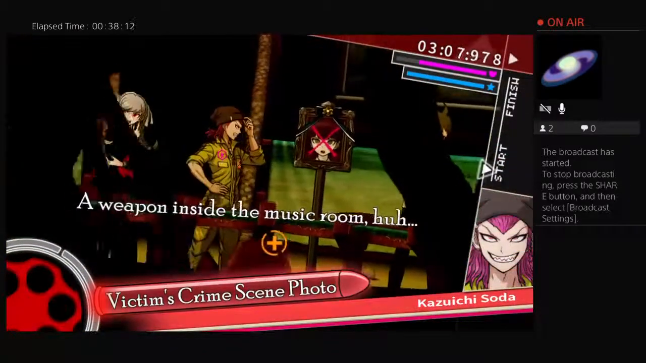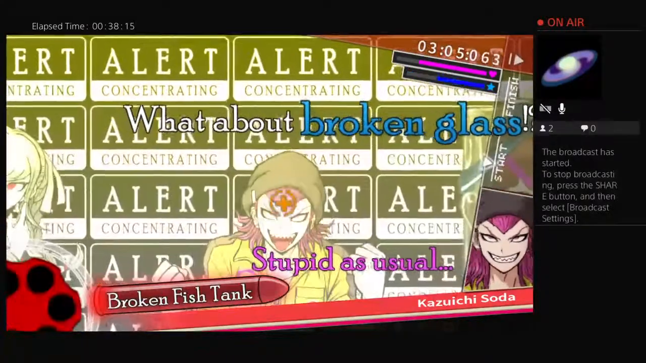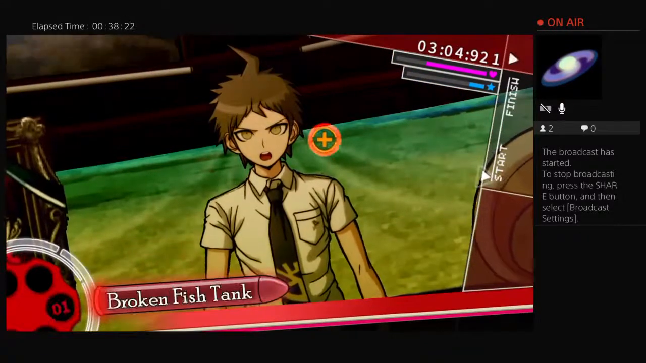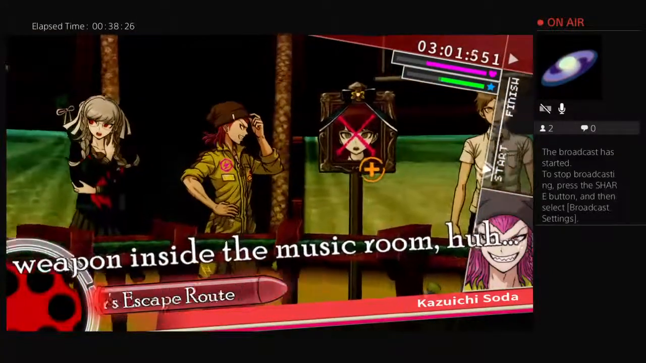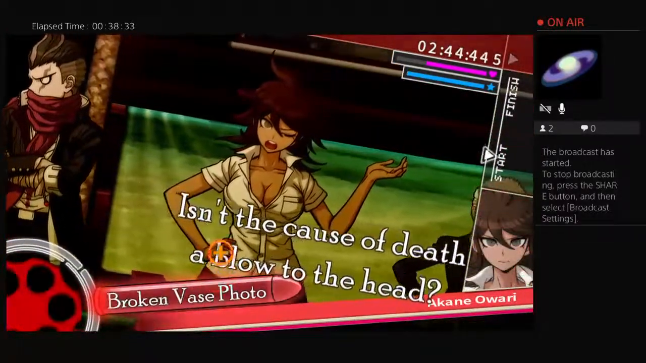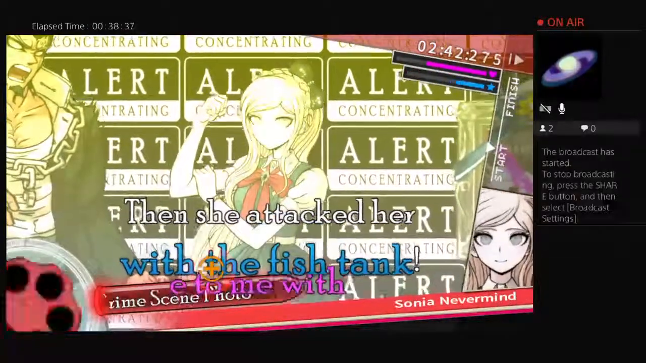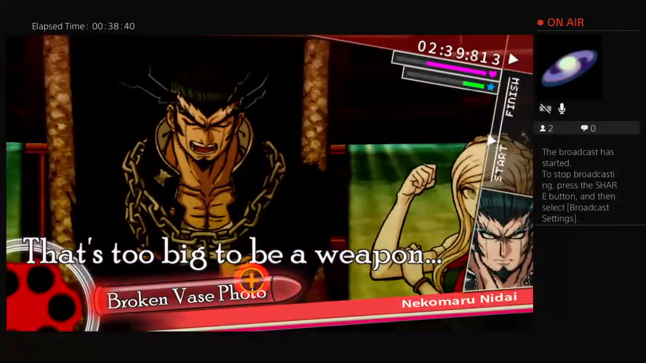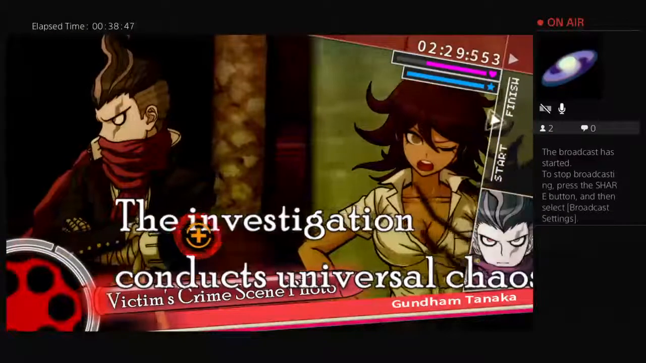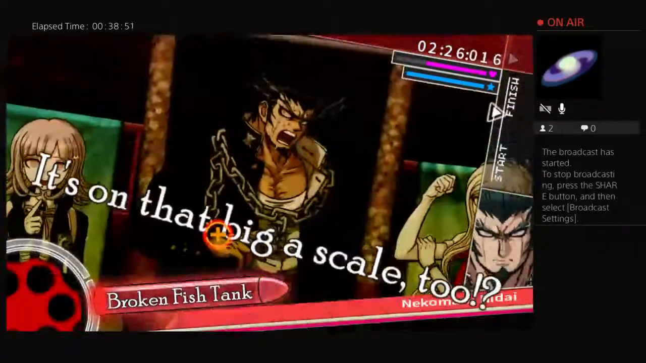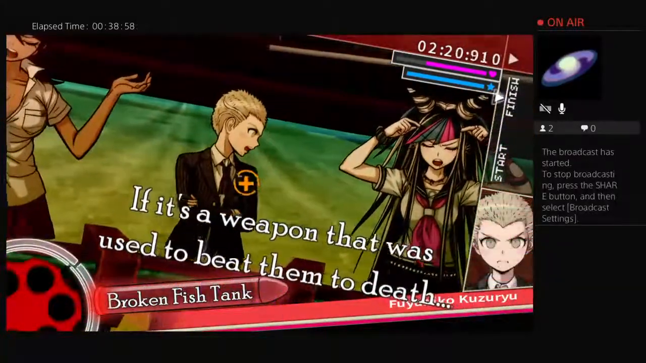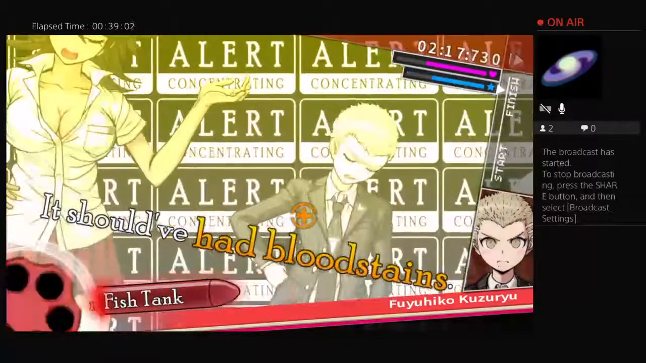A weapon inside the music room, huh? What about broken glass? Isn't the cause of death a blow to the head? Think you attacked her with the fish tank. That's too big to be a weapon. Then the piano. Why are you going even bigger? The investigation conducts universal chaos. It's on that big a scale, too? How about beating her with gravel instead? If it's a weapon that was used to beat them to death, it should have had bloodstains.